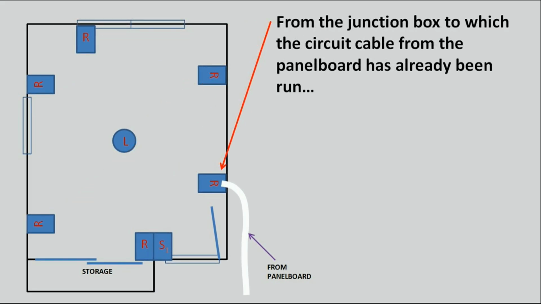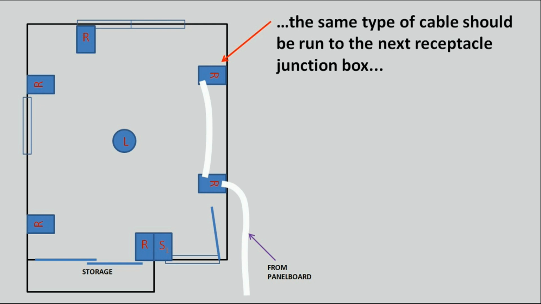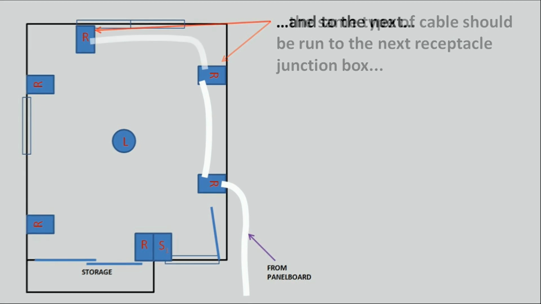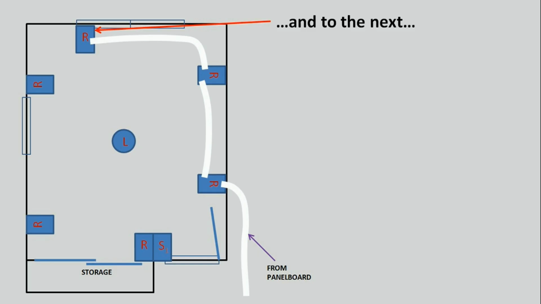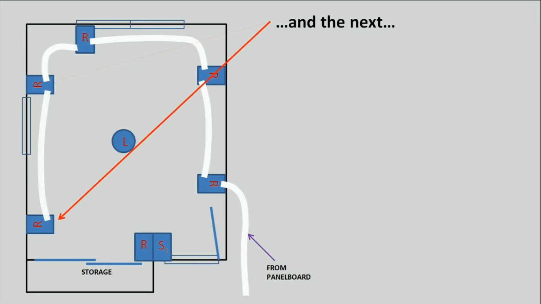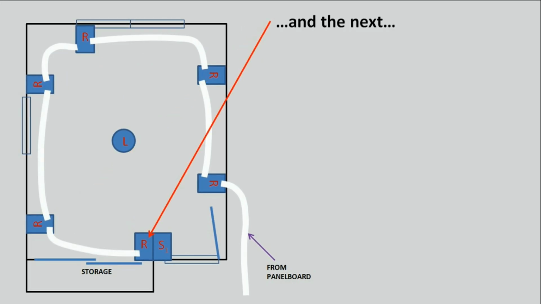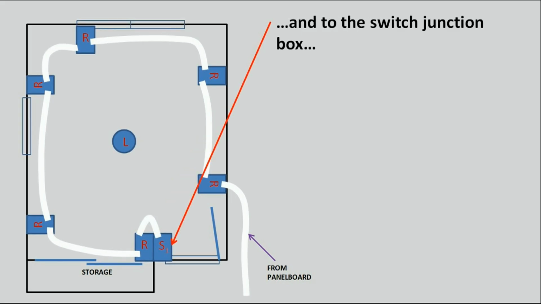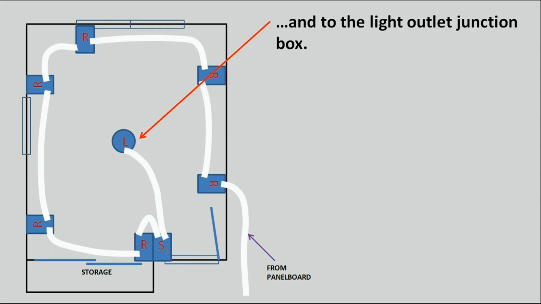From the junction box to which the circuit cable from the panel board has already been run, the same type of cable should be run to the next receptacle junction box, and to the next, and the next, and the next, and to the switch junction box, and to the light outlet junction box.